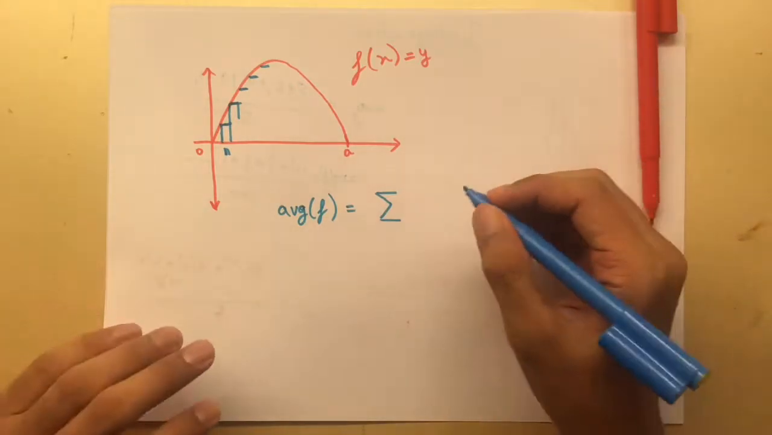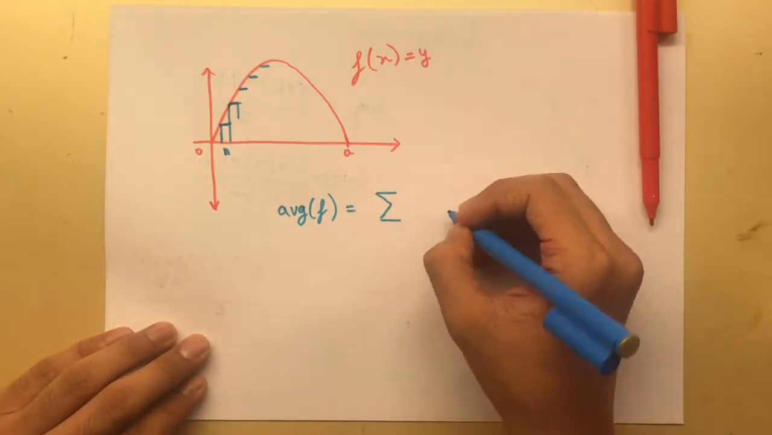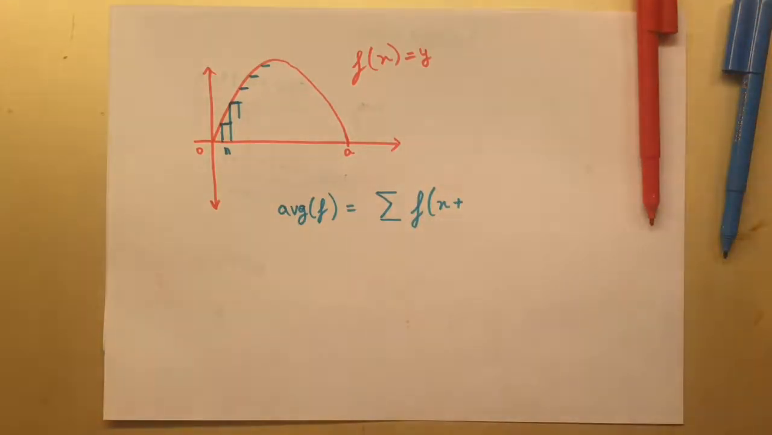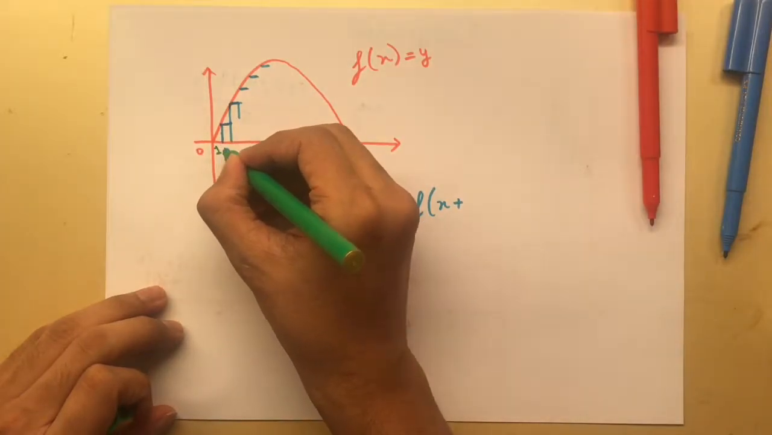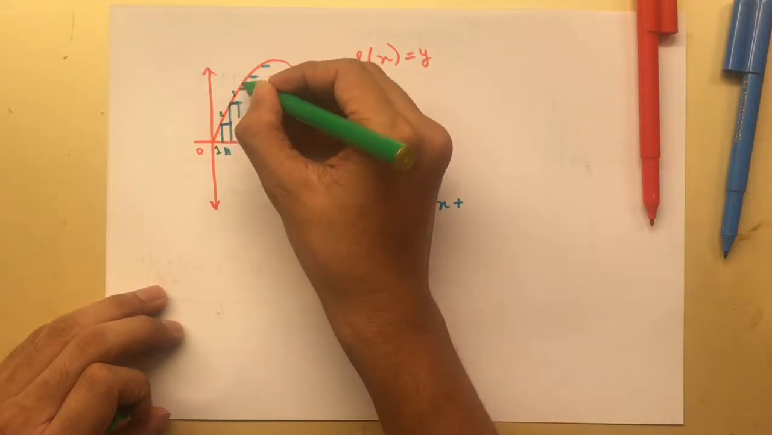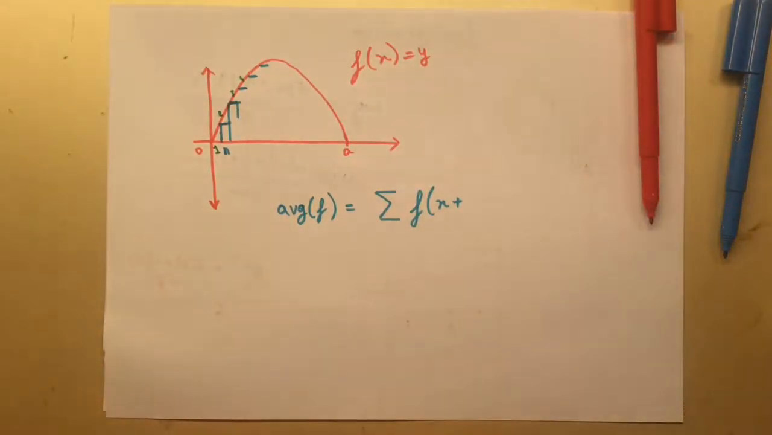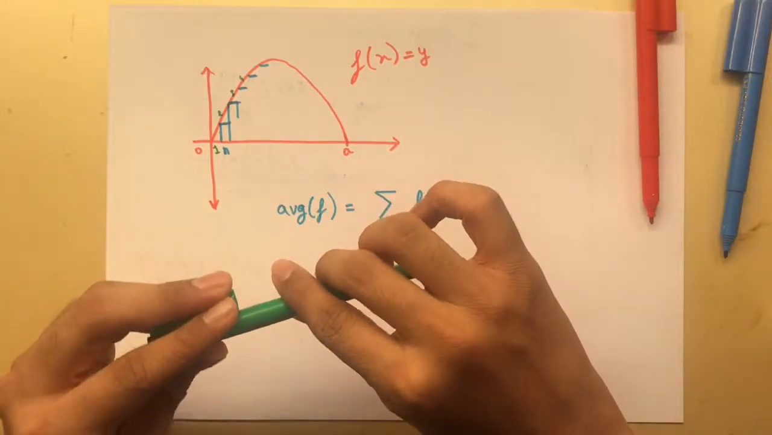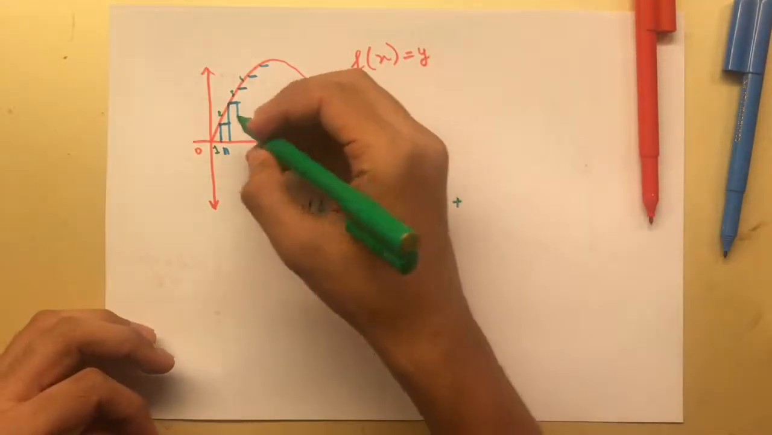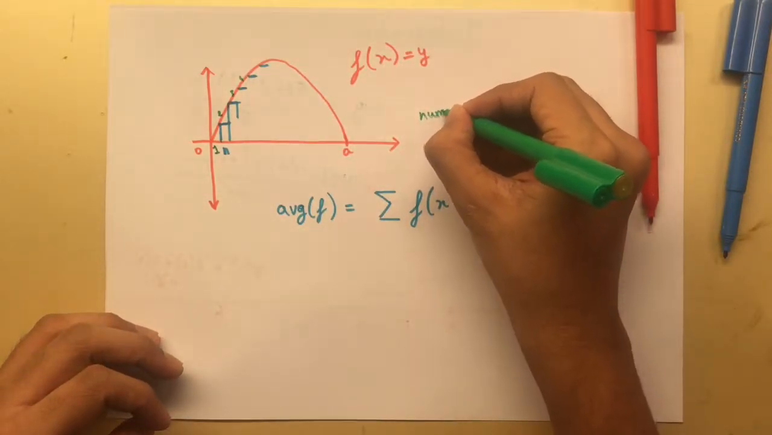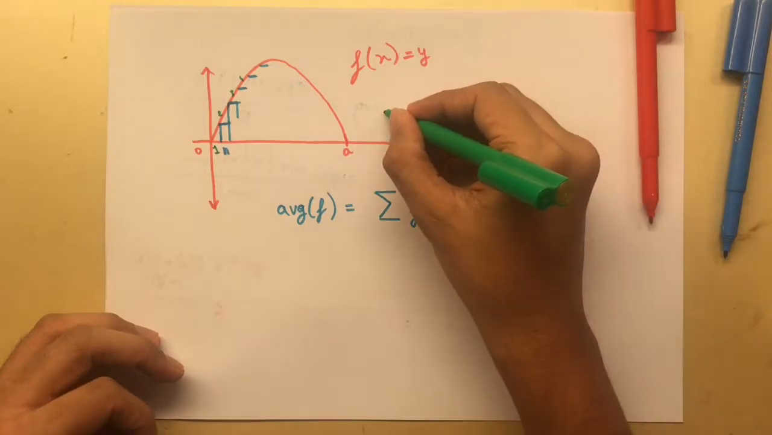So the sum of all the values of the function x plus the width times the number we're taking. If you imagine this to be the first interval, this is the second interval, this is the third interval, this is the fourth one, and so on. If we give that a letter, let's say m.